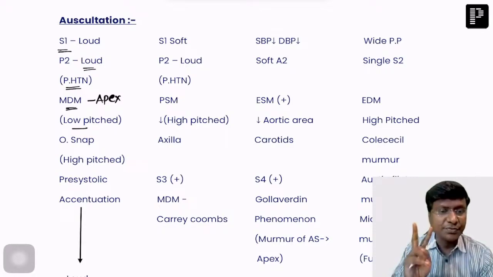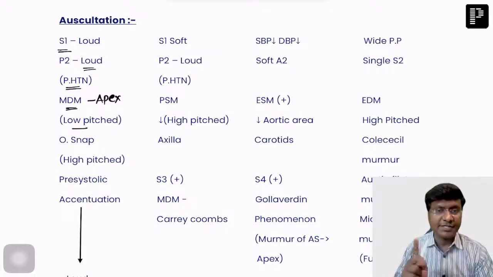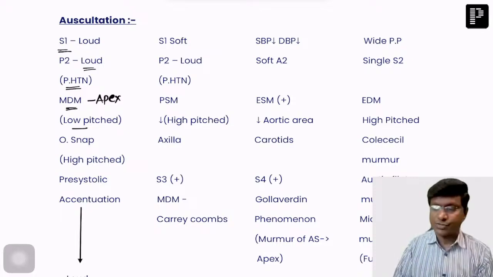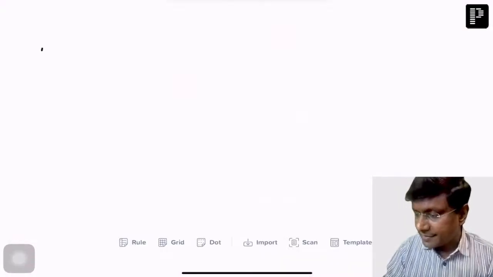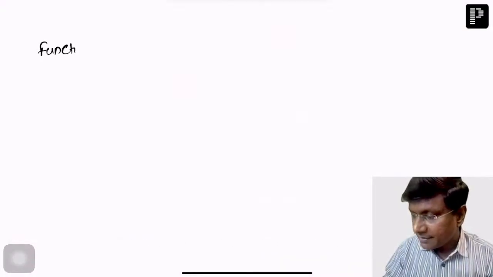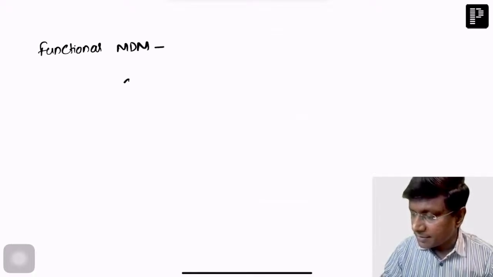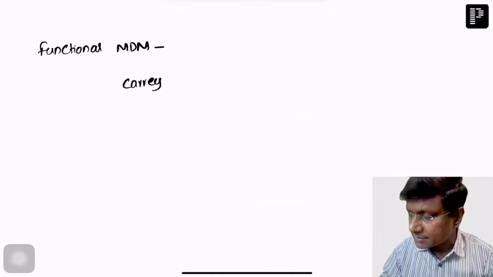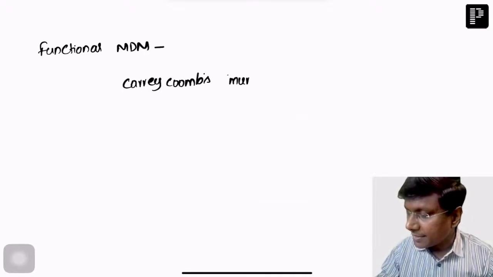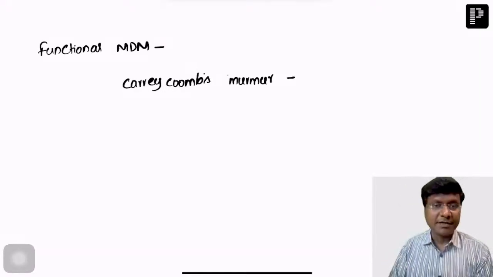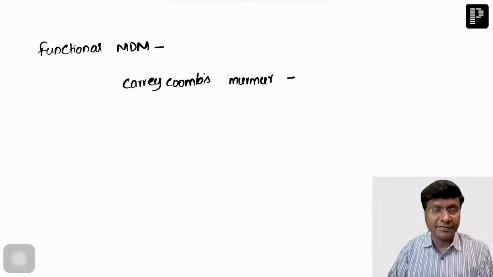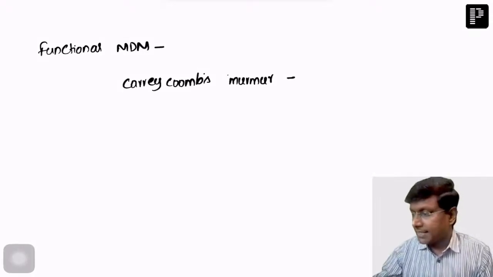There are two conditions where you will have a mid-diastolic murmur: one is MS and the other is TS, tricuspid stenosis. Apart from this, there can also be a functional mid-diastolic murmur. A functional mid-diastolic murmur is heard in the Carey-Coombs murmur, which is a feature of acute rheumatic fever causing acute MR.